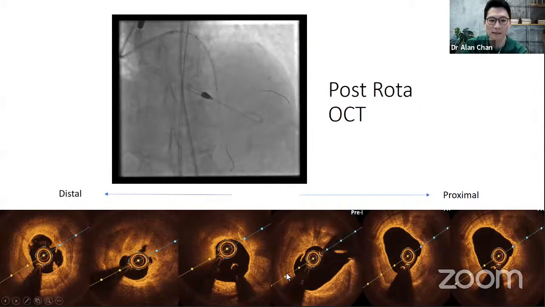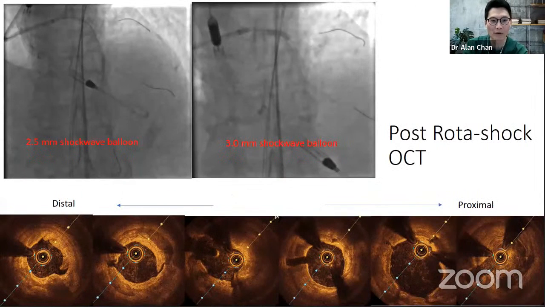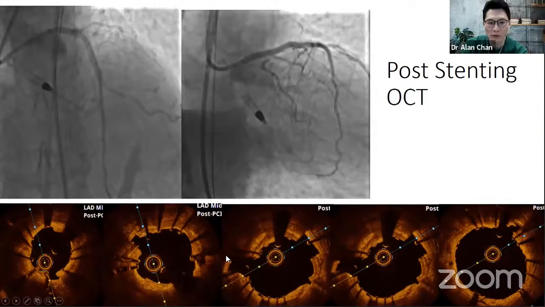Again, you can see there's a diffuse, thick, and concentric calcification, just like you have done nothing before. So of course, the option here: we may try to use a cutting balloon or a scoring balloon, or in my scenario, I used a shortwave lithotripsy to further open up the lesion. 2.5 to get a 3.0 distally and proximally, and you can see beautiful calcium fracture. So there's no doubt I can guarantee the stent will expand. So we can see this beautiful stent expansion as well, with reasonable apposition.